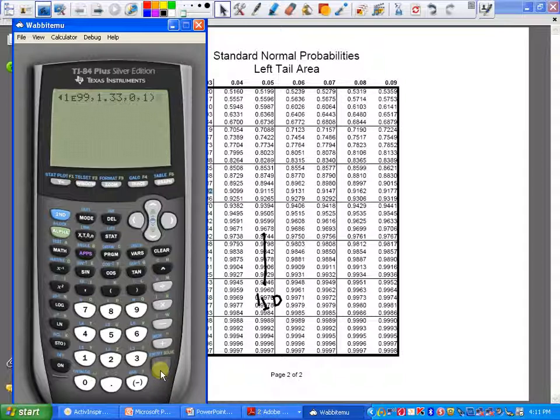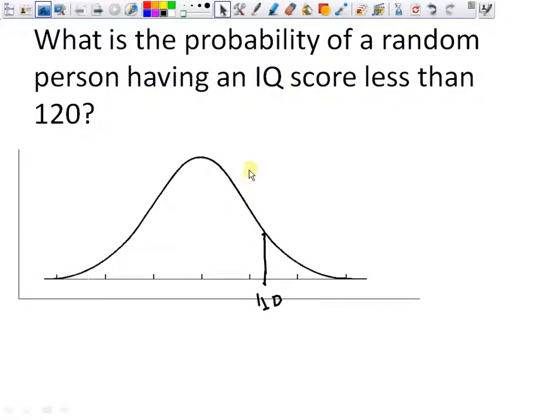So if we hit enter here, we get the same probability that we got with the table, 0.9082. And actually we get an even more accurate answer because we get more decimal places. So that's another way to do it, to use normal CDF in the calculator. So let's look at another example now.